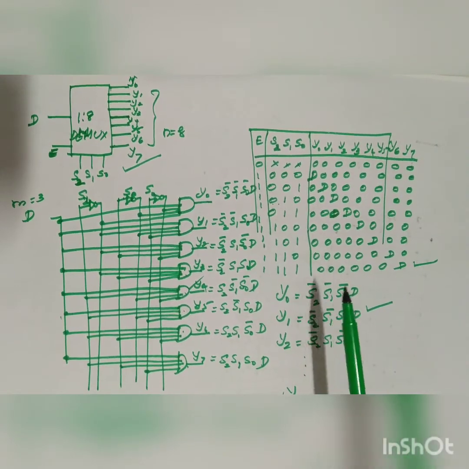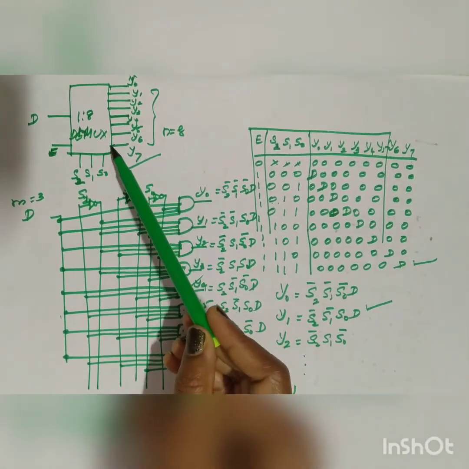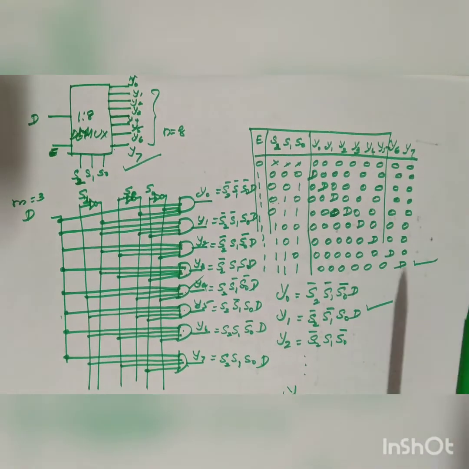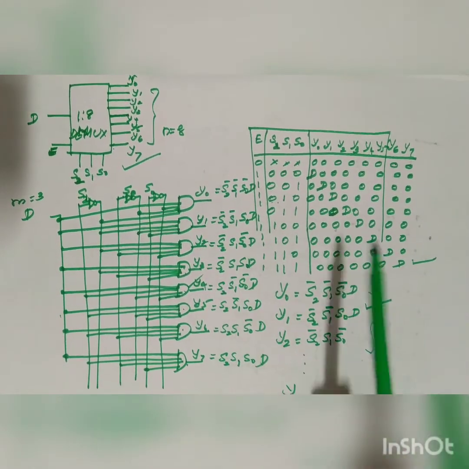So if it is asked for 8 marks, you have to draw the block diagram, your truth table, logic expression as well as your logic diagram.